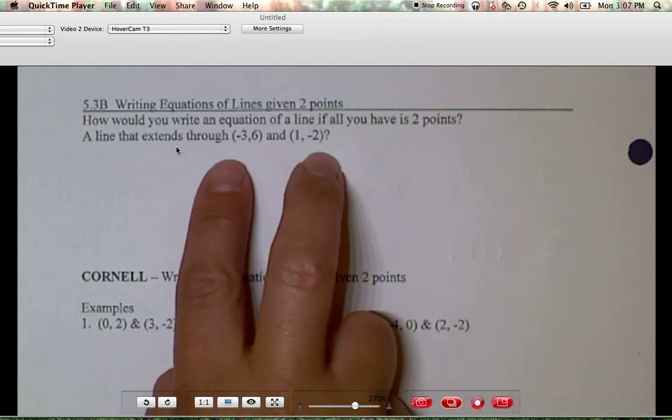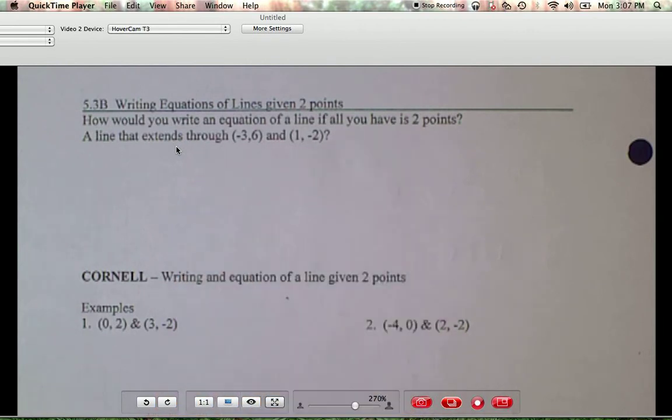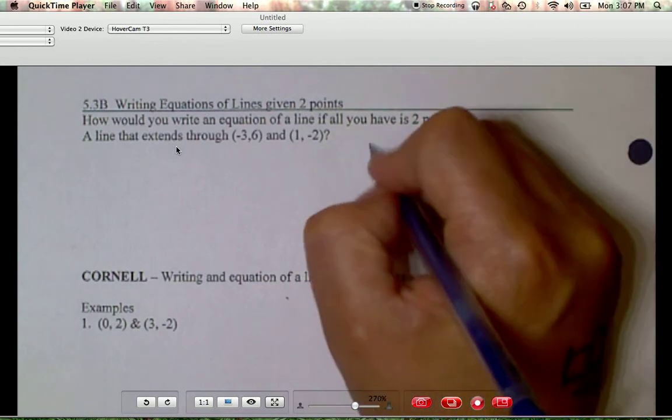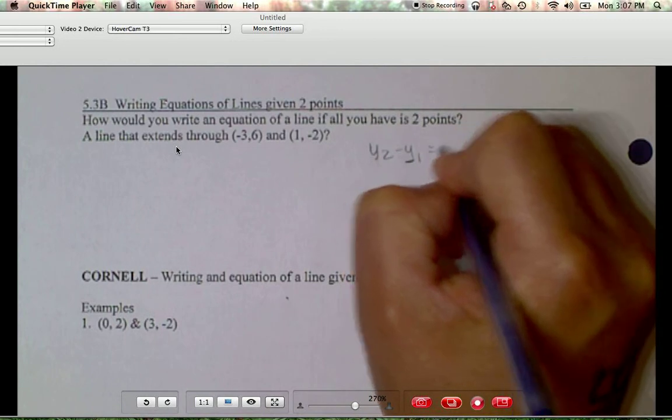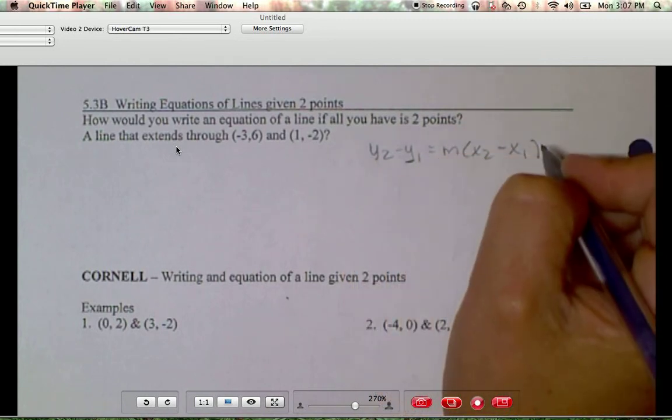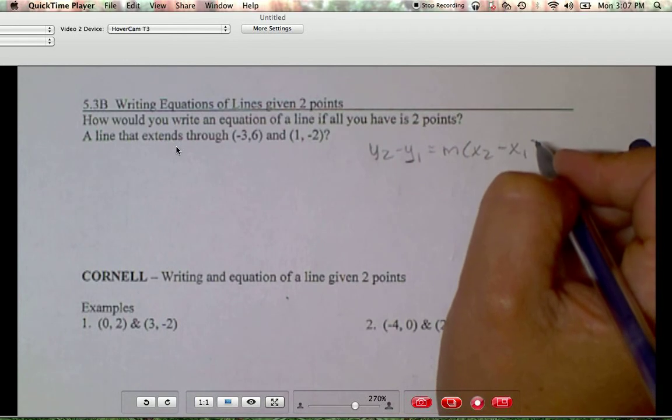So we know for certain that we cannot use slope-intercept form, but we also don't have the slope here. So that's actually going to be our first step here. If we want to write an equation of a line given 2 points and we want to use point-slope form, which remember is y2 minus y1 equals m times x2 minus x1, the first thing we'll have to do is figure out what the slope is.